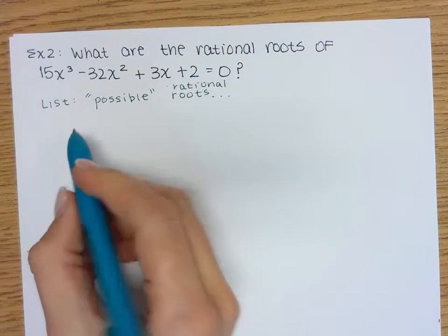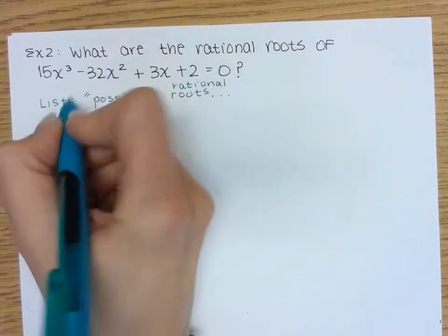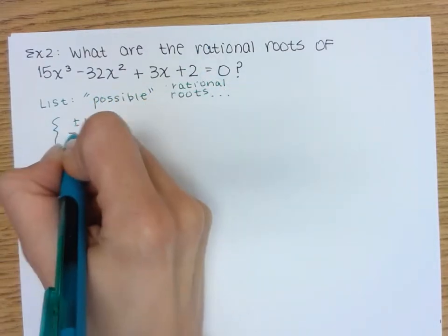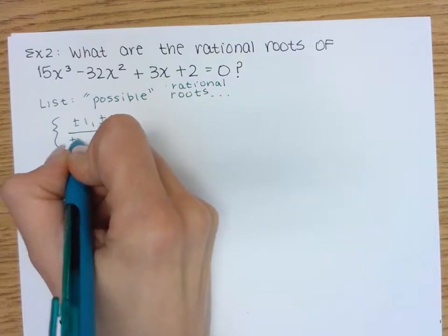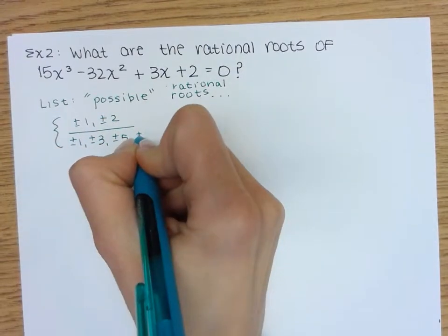If we're going to start off by listing, though, my list of possible rational roots is all the factors of this, which is the p right there, plus or minus 1 and plus or minus 2, over all the factors of this, 1, 3, 5, and 15.